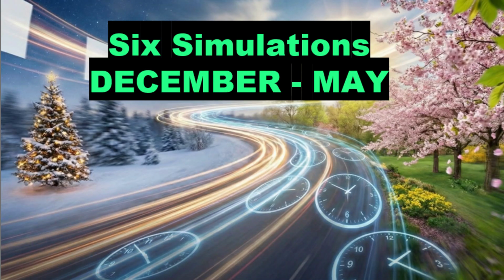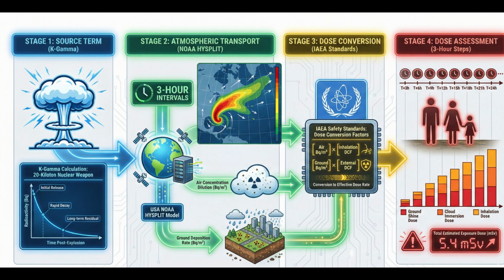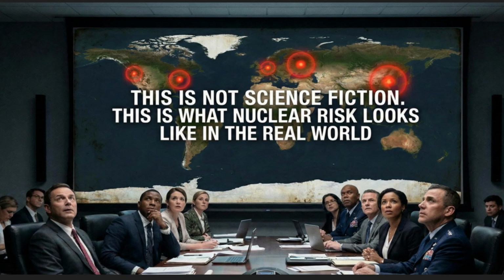The simulation was conducted 6 times using actual weather data from December 2024 to May 2025. We assessed radiation doses using a combined approach of K-gamma for radioactivity calculations, NOAA HYSPLIT for dispersion modeling, and IAEA factors for dose conversion. This is not science fiction. This is what nuclear risk looks like in the real world.